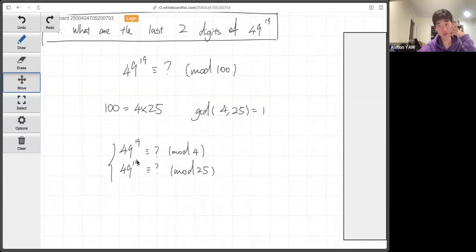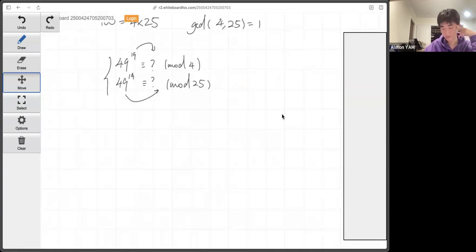Then you can use your CRT again to get that X must be a specific residue class under mod 4 times 25, which is mod 100. And that is exactly what we want. So the first step is we want to find what these values are exactly. What are the two question marks exactly?